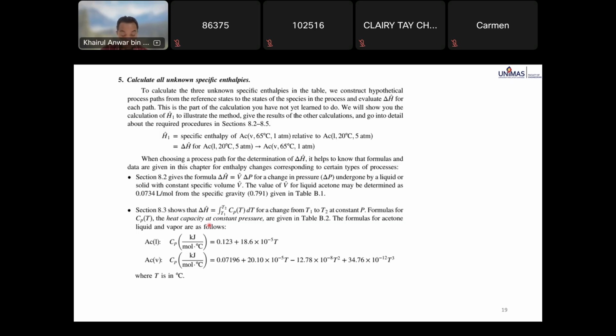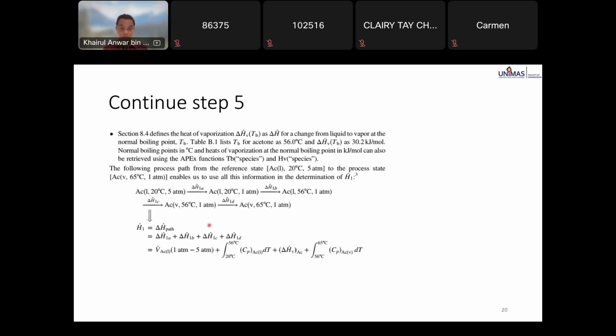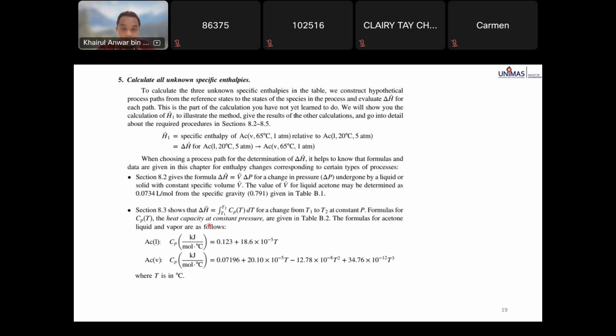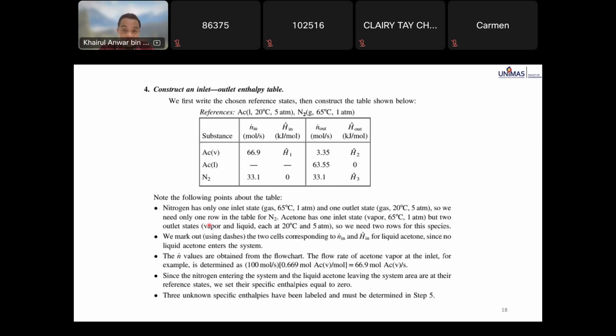So what you need to do is plug in the value into the equation form 1 or form 2. Yes, it's form 1. Yes, form 1. Step 5. So that is for the H1.